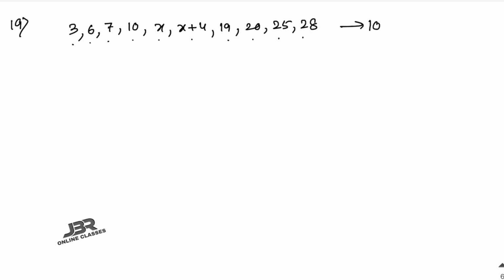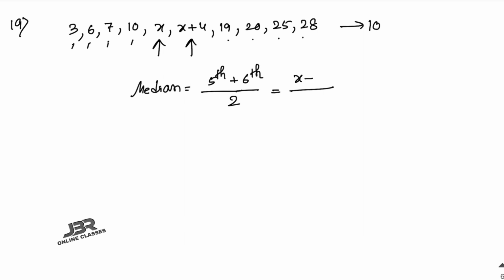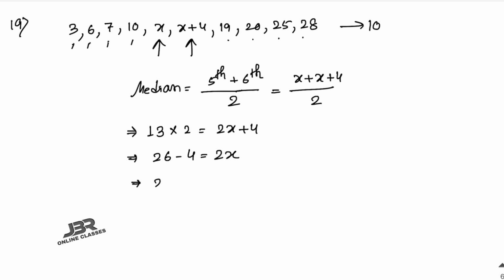Now for an even number, median equals the 10 by 2, that means the fifth observation plus the sixth observation divided by 2. So 1, 2, 3, 4, the fifth observation is x and the sixth observation is x plus 4. So (x plus x plus 4) divided by 2. According to the problem, median equals 13. Now 13 into 2 equals 2x plus 4. So 26 minus 4 equals 2x, that means 22 equals 2x. So x equals 11 as your answer.